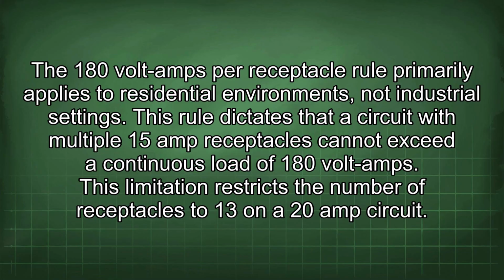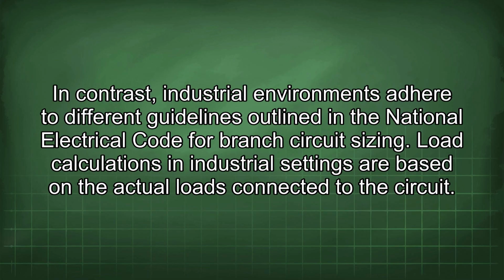The 180 volt amps per receptacle rule primarily applies to residential environments, not industrial settings. This rule dictates that a circuit with multiple 15 amp receptacles cannot exceed a continuous load of 180 volt amps. This limitation restricts the number of receptacles to 13 on a 20 amp circuit. In contrast, industrial environments adhere to different guidelines outlined in the National Electrical Code for branch circuit sizing.